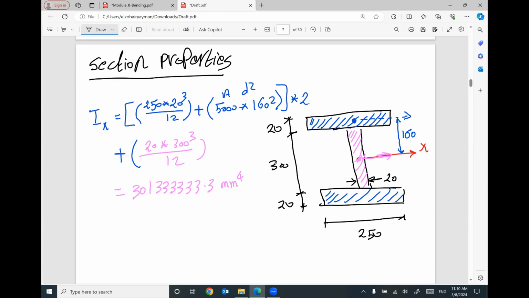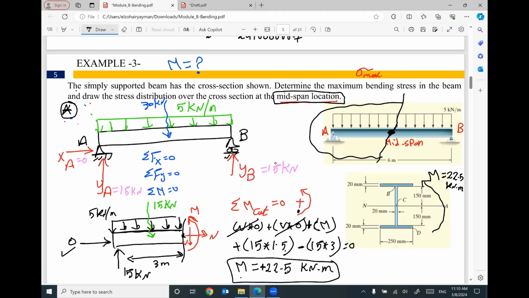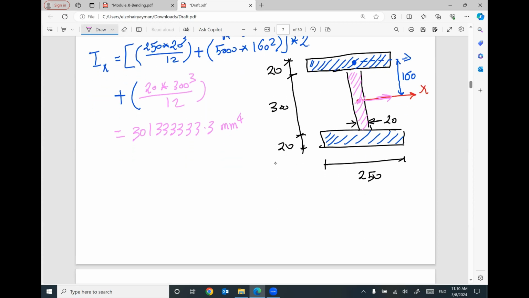We are ready. We have the bending moment value at the midspan. We have the moment of inertia, and we are looking for maximum bending stress. So sigma maximum equals M times C divided by I.